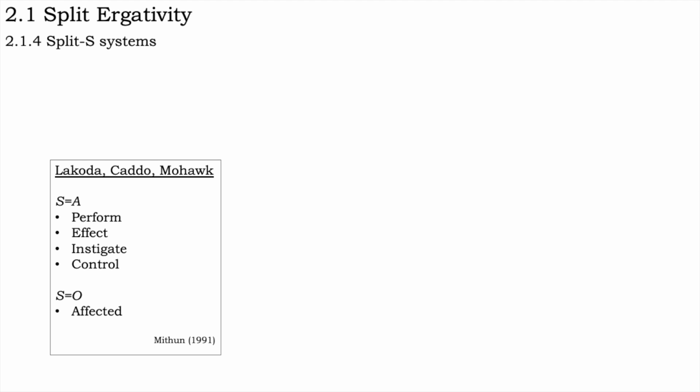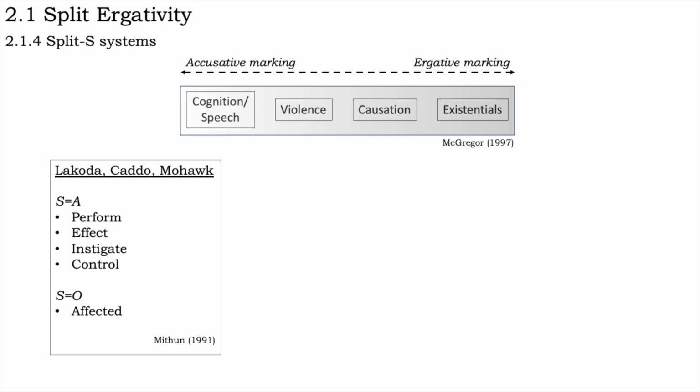McGregor, 1997, has proposed that verbs appear in a hierarchy, starting from verbs of cognition and speech, and extending through violence, causation, states, and ending at existentials. He suggests that verbs to the left of the hierarchy usually show accusative marking, whereas verbs to the right usually show ergative marking. Cultural differences can also play a role in assigning intransitive verbs to groups, with Dixon giving the example of the word vomit. Some cultures see this as an involuntary activity, while in others it may be induced volitionally as a cultural activity.